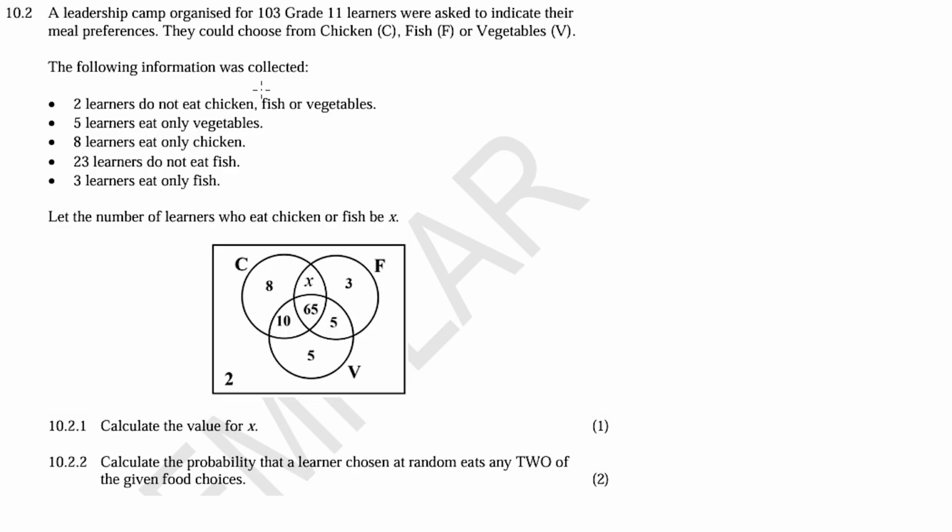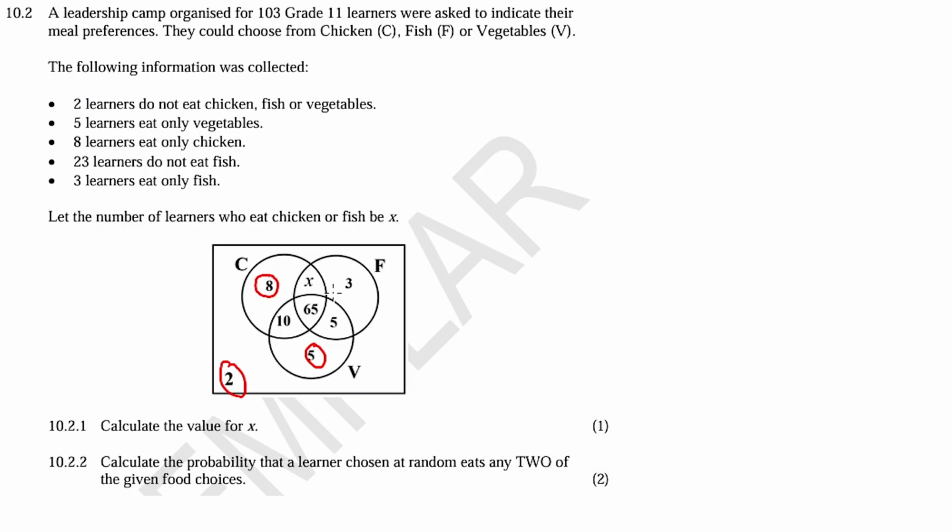2 learners do not eat chicken. Oh, okay, I see where the 2 is. It's this one: do not eat chicken, fish, or vegetables. 5 learners eat only vegetables. Check. 8 learners eat only chicken. Check.